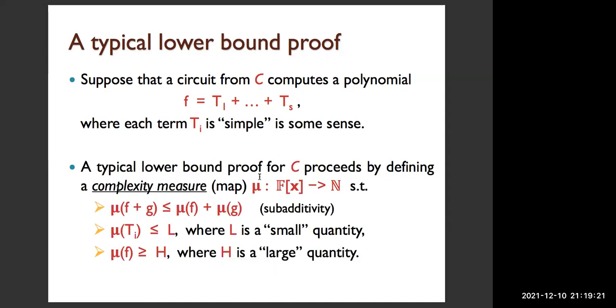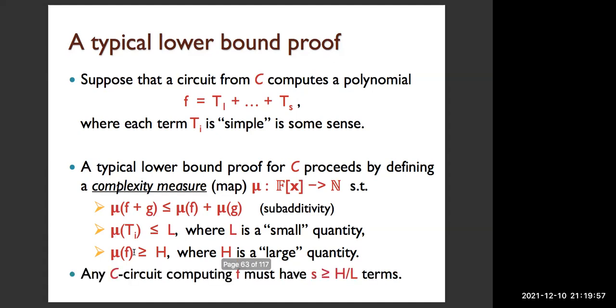And the way a typical lower bound proof goes is by defining a map, which we call a complexity measure. It's a map from the ring of polynomials to natural numbers that satisfies these 3 properties. That it is subadditive, that means mu of f plus g is less than or equal to mu of f plus mu of g. And mu of a term, which is a simple polynomial, is somewhat small. And mu of some explicit polynomial f, let's say determinant or something, is high, right? And if you know this, then you immediately get a lower bound, right?